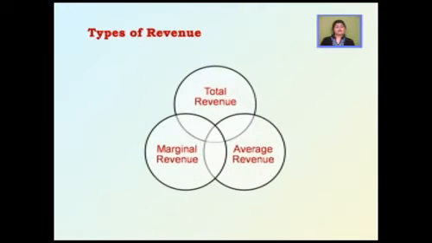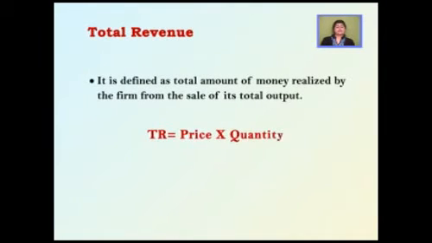It has three types: total revenue, average revenue, and marginal revenue. Let me just talk about total revenue first. Total revenue is defined as the total amount of money that is realized by the firm from the sale of its total output, and P into Q is your total revenue.